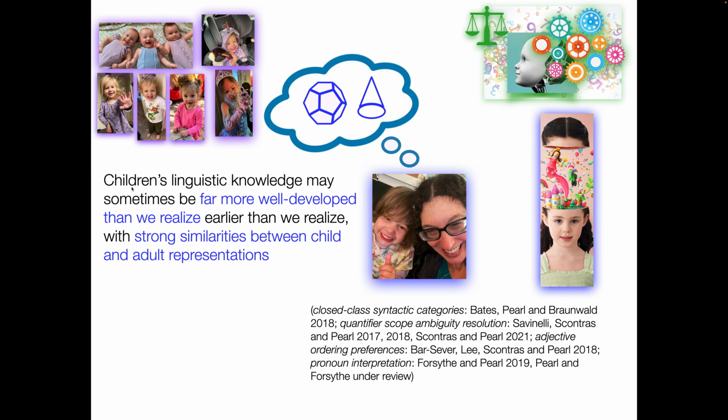And also that children's linguistic knowledge may sometimes be far more well developed than we realize, earlier than we realize, with strong similarities between child and adult representations. And again, looking at this within closed class syntactic categories and quantifier scope interpretation when there's ambiguity, adjective ordering preferences, pronoun interpretation, just a variety of areas where it looks like kids are actually maybe more like adults in their knowledge than we thought.